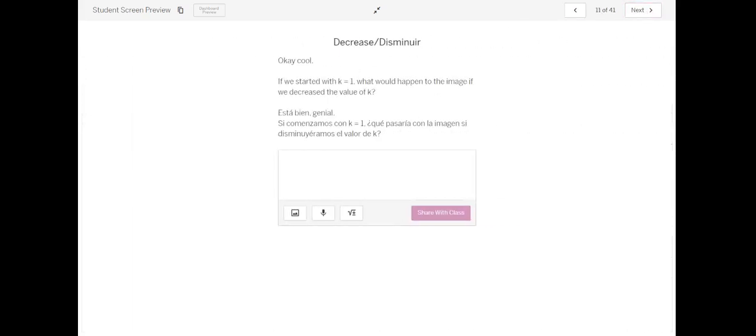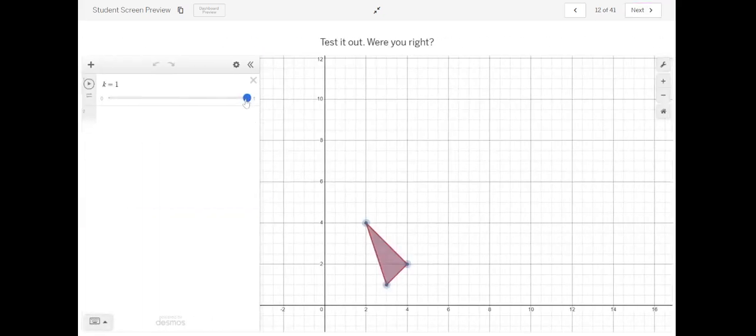And over here, what if we get smaller? What if we're at 1 and then we get smaller, like 0.5 or 0.3? What do you think is going to happen? Type in your response there. Pause if you are doing this the first time, make your guess, and then come over and check it. So they've set it up to be k equals 1 and then figure out what happens if you make it smaller. Notice that the red one is getting smaller.